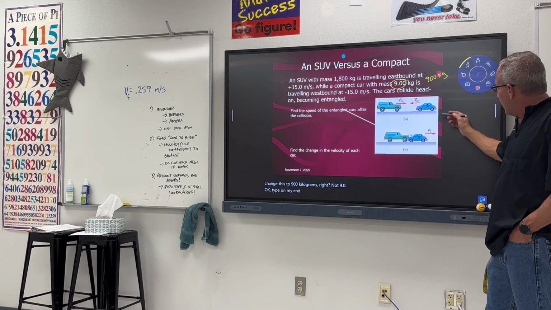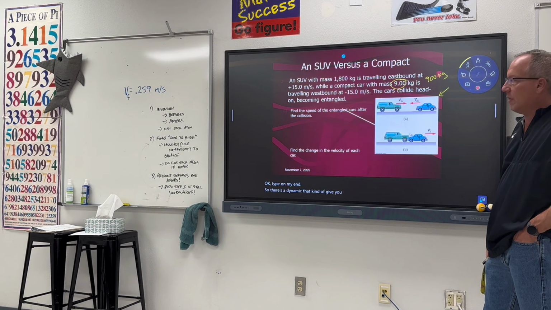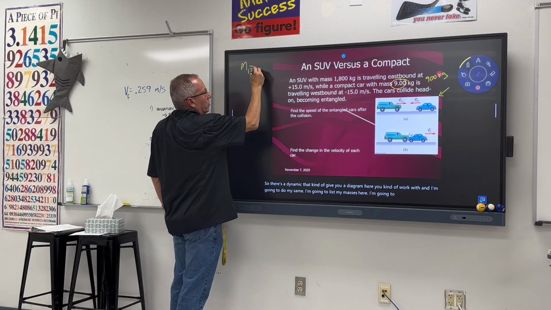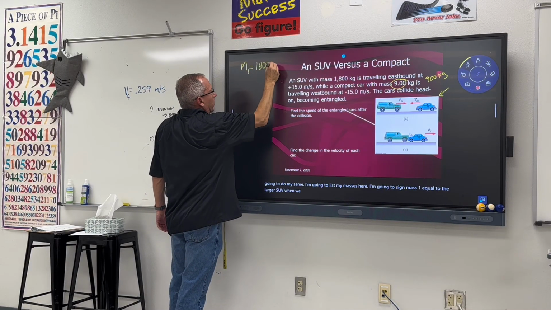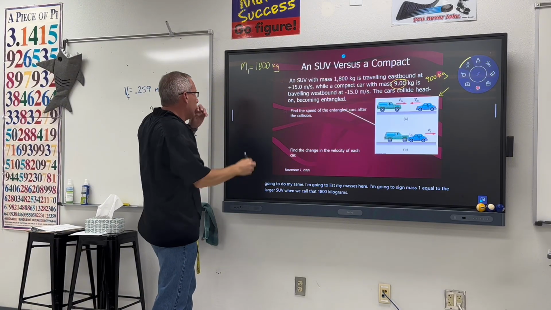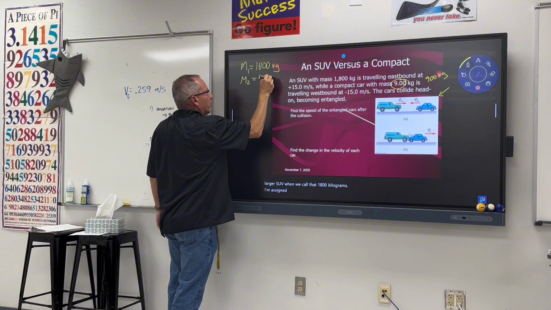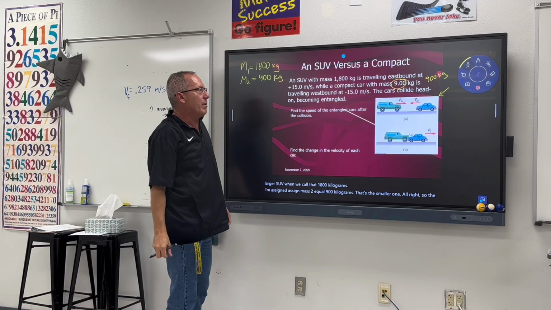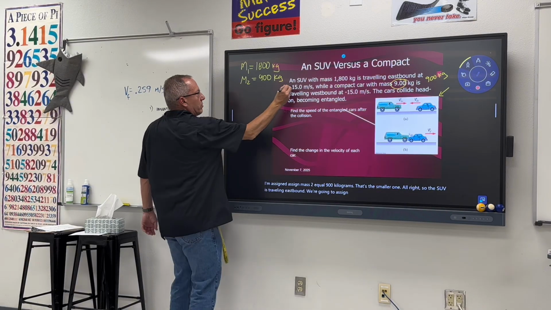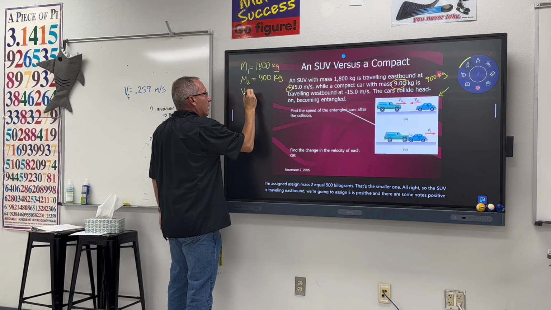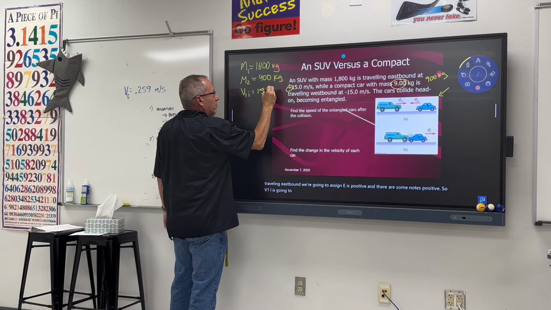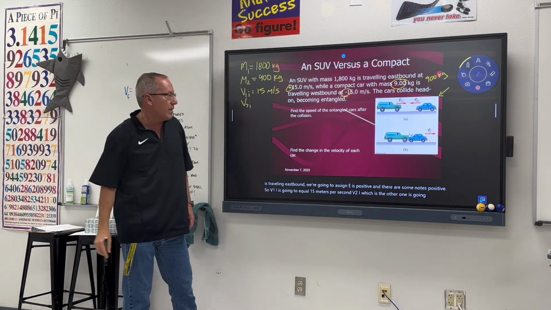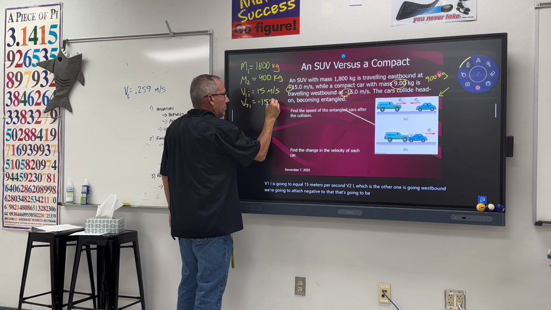They give you a diagram here that you work with. I'm going to list my masses here. I'm going to assign mass 1 to the larger SUV, 1,800 kilograms. I'm going to assign mass 2 equal to 900 kilograms. That's the smaller one. The SUV is traveling eastbound. We're going to assign east as positive, and it also notes positive. So V1I is going to equal 15 meters per second. V2I, the other one, is going westbound, so we're going to attach negative to that. That's going to be negative 15 meters per second.